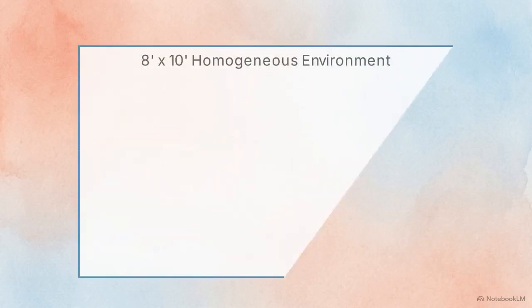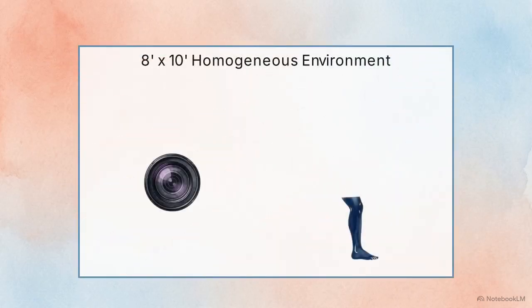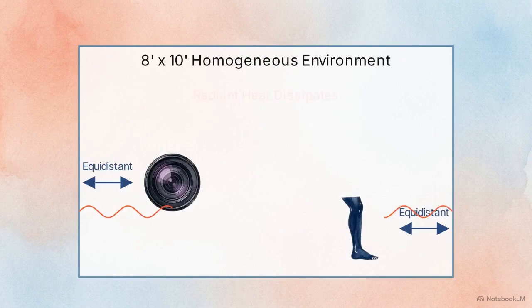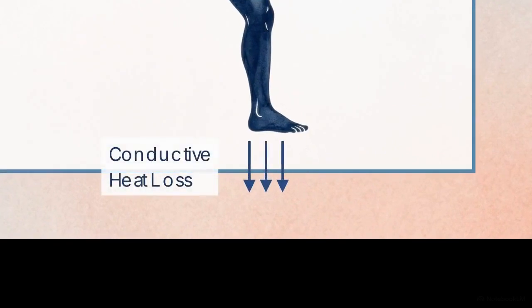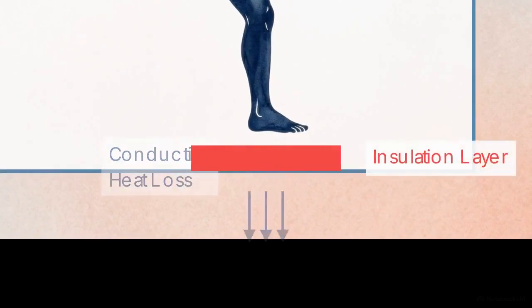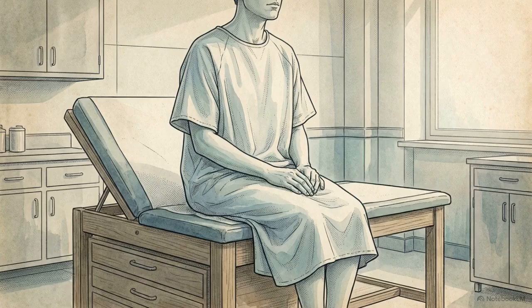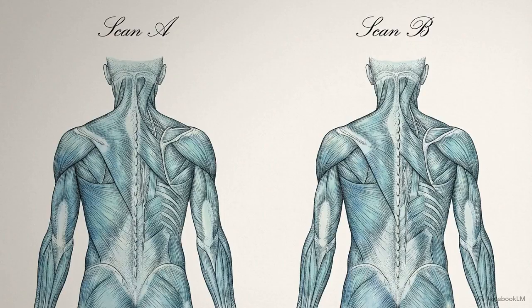This schematic shows strict requirements. An 8x10 room maintains homogeneous temperature. Distance from the perimeter prevents radiant heat reflection from walls corrupting the scan. The floor must be insulated to prevent heat loss through the patient's feet. The image capture process is slow and meticulous, requiring the patient to fully acclimate to the room's thermodynamic baseline before imaging. Adhering to these environmental controls ensures the resulting data is reproducible and accurate.